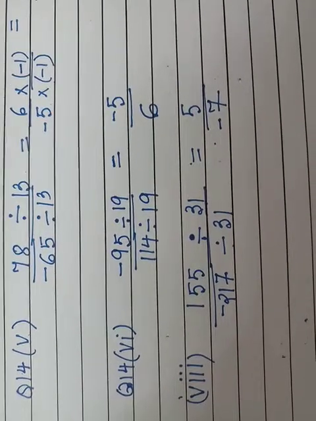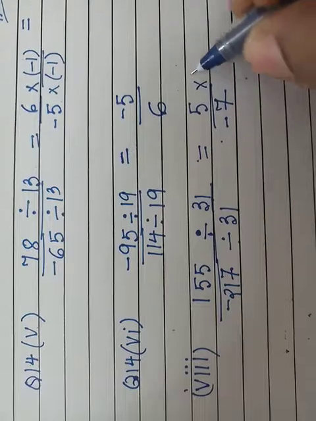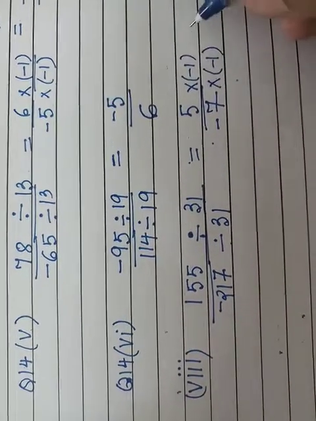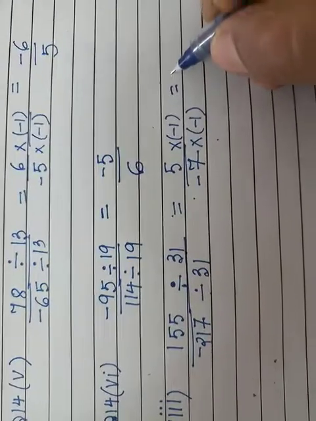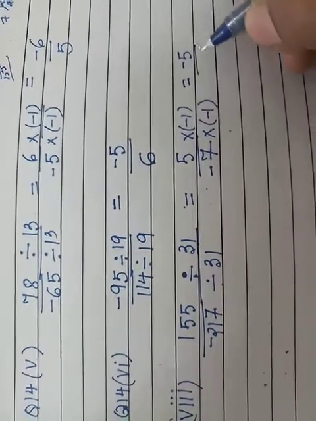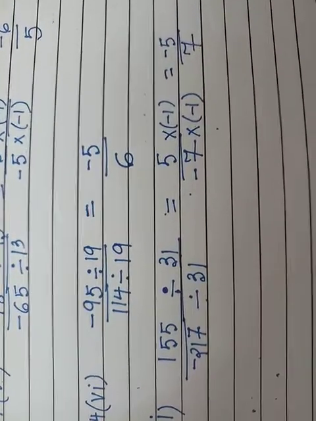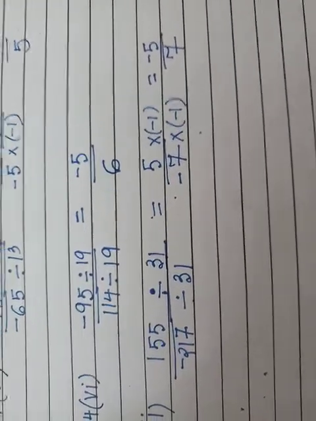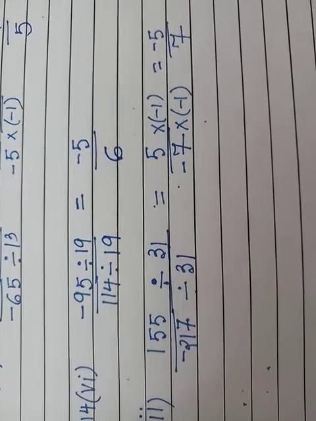Again, now we have negative in the denominator, so we multiply with minus 1 in the numerator as well as in the denominator to get the standard form. So what we'll get? Minus 5 upon 7. So this way we convert it into a standard form. Standard form, remember, is the simplest form with the denominator positive.